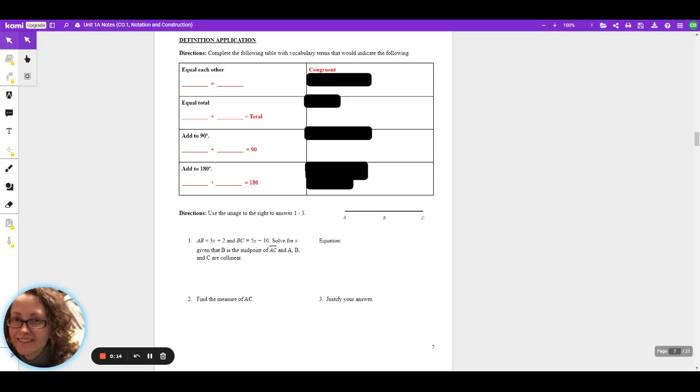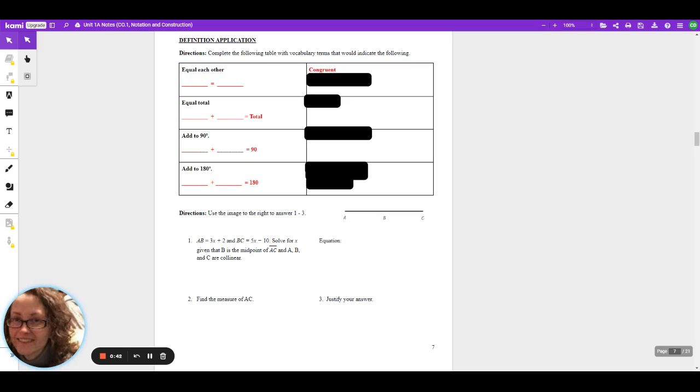The first thing I want to do is review which terms would suggest that we are going to be setting up an equation where the measurement of two objects is equal, when we will need to add to equal 90, and when we will be adding to equal 180. These are the forms of the equation that we will need to be setting up in order to solve the following problems.